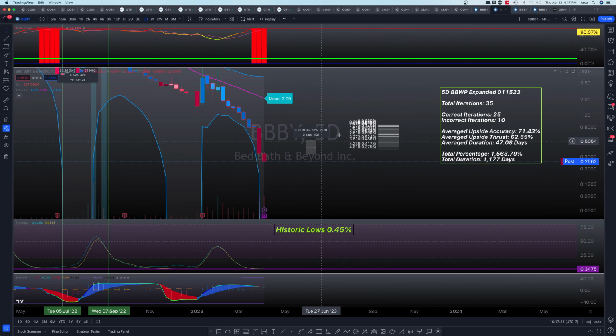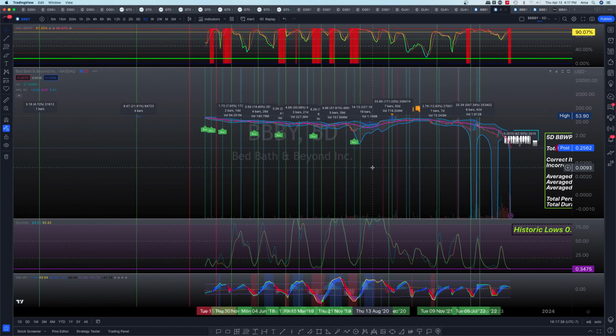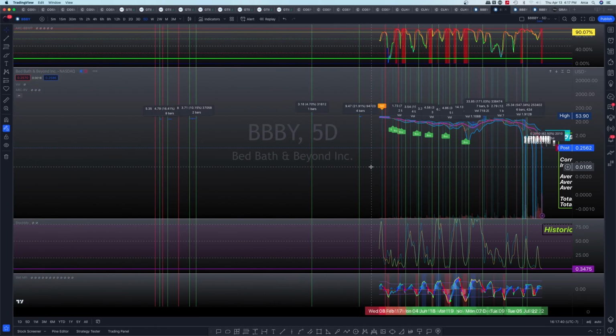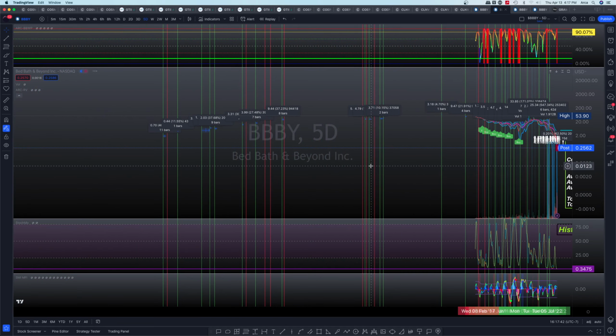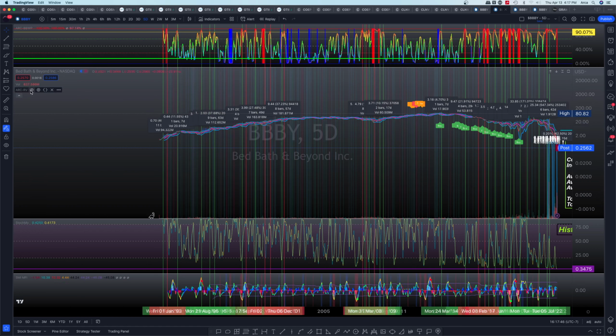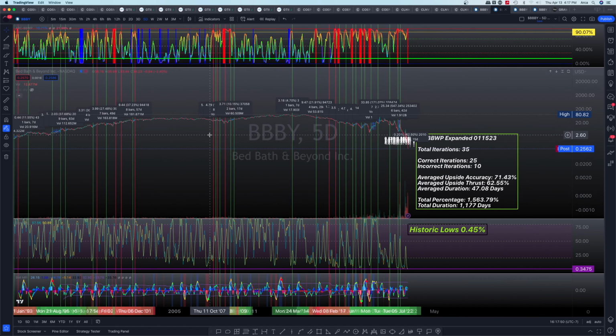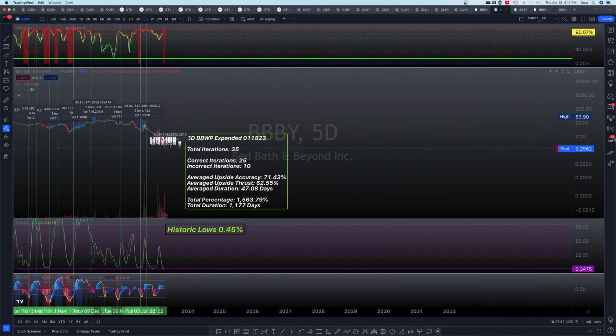Okay, so this is the 5-day volatility versus momentum backtest. This is something that I performed throughout the entire trading history of the BBBY asset on the 5-day chart. Just let it fill out. All of these iterations are my samples taken from this particular criteria.